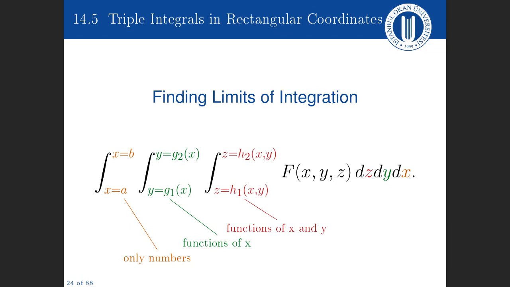So a similar idea to double integrals extended. An inside integral can have limits which are functions of the variables which are outside of it, but you can't have limits of integration which are functions of the variables which are on the inside of that integral.